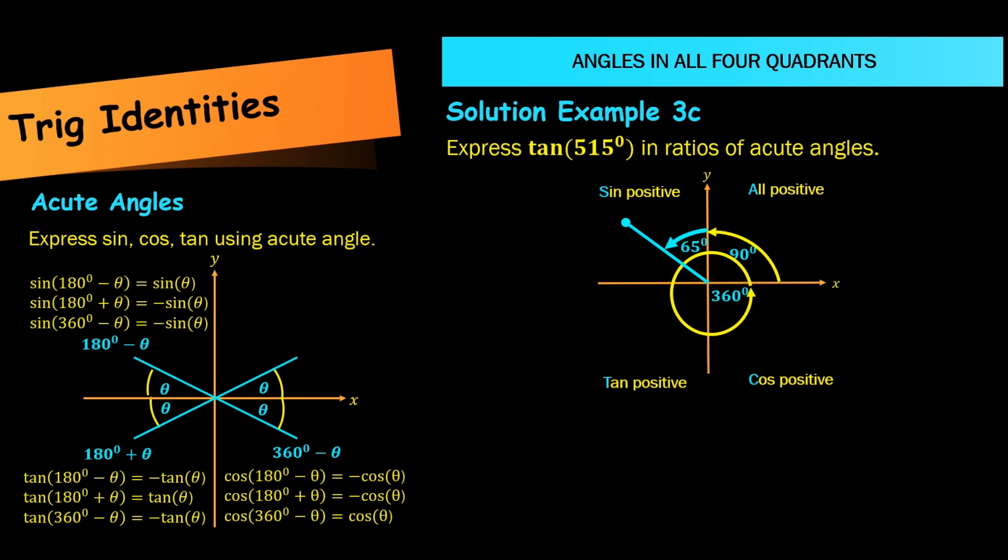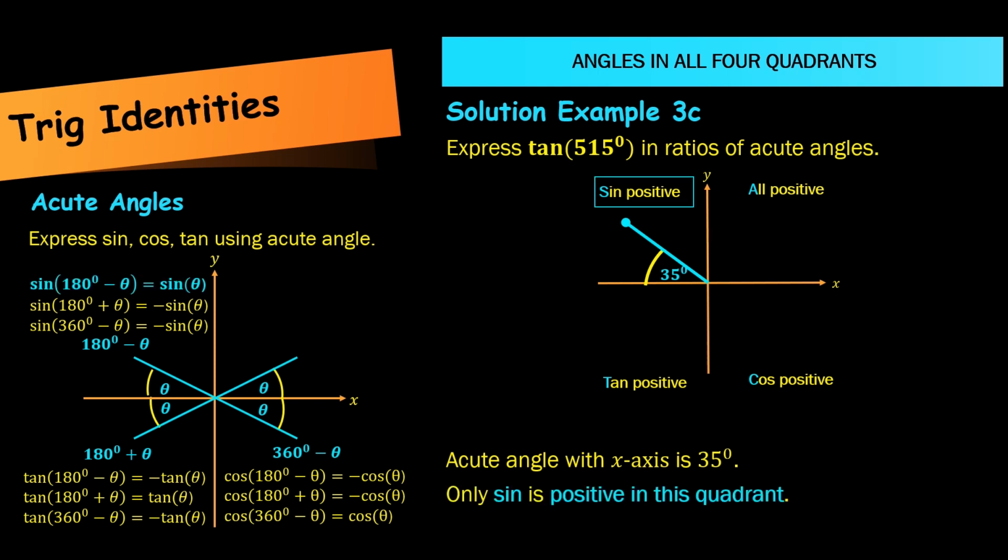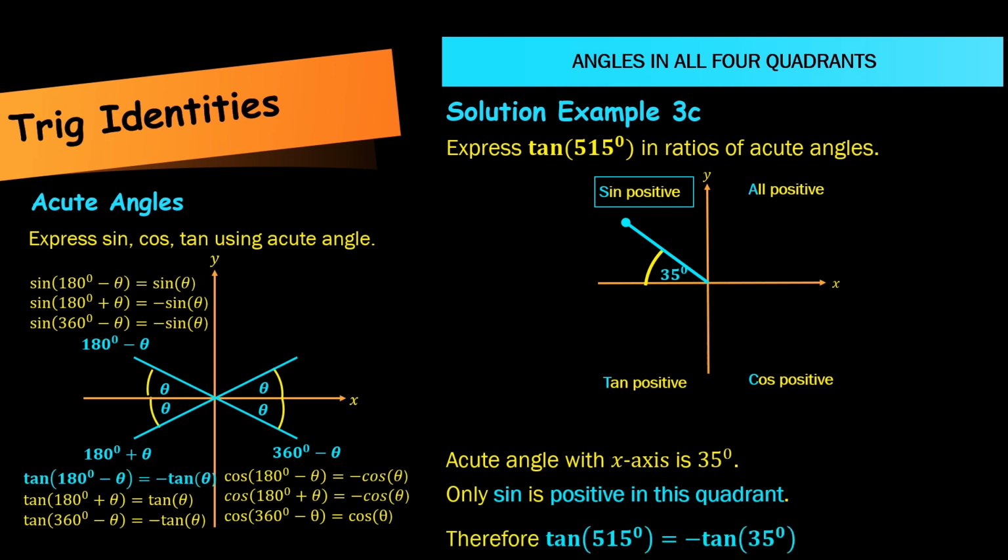So as you can see, we're in the second quadrant, and therefore we're making an acute angle with the x-axis of 35 degrees. Here, only sine is positive in this quadrant, and therefore tan is going to be negative when expressed as an acute angle. So tan 515 degrees equals minus tan 35 degrees.